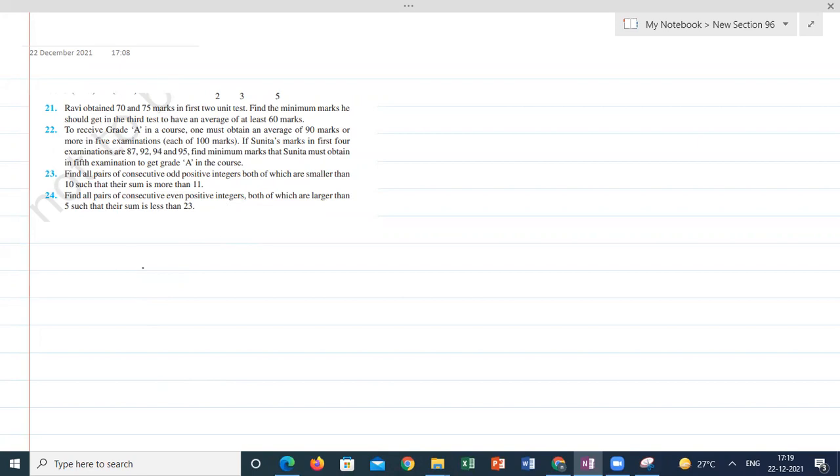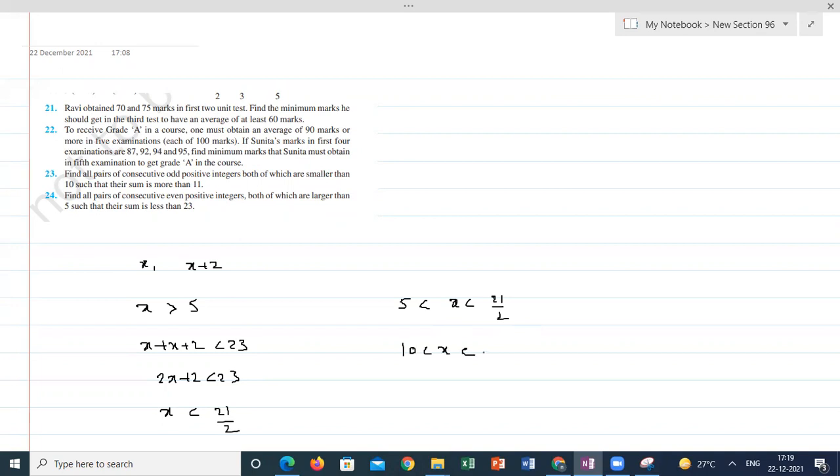So I'm taking one as x and the other as x plus 2. The smaller one must be greater than 5, and x plus 2 must be less than 23. That is the only condition mentioned here. So from here, 5 less than x, and 2x plus 2 less than 23, so x less than 21 by 2. Sorry guys.